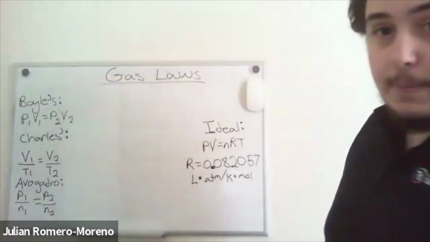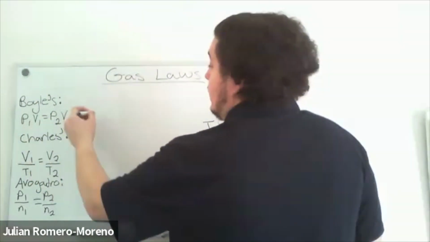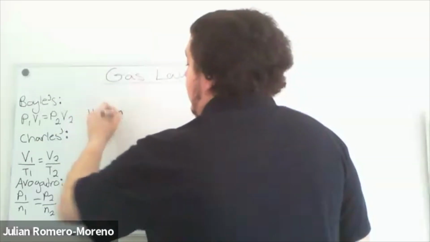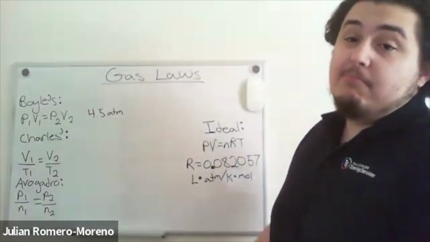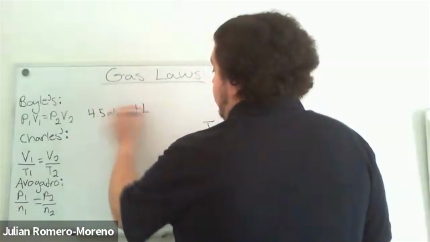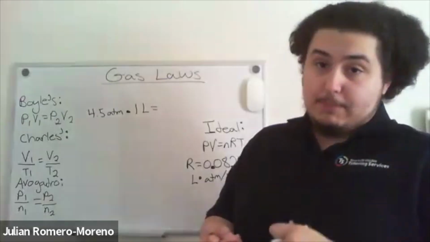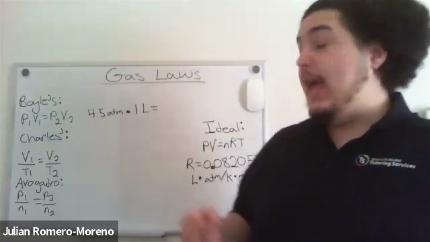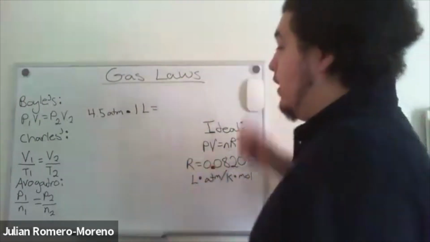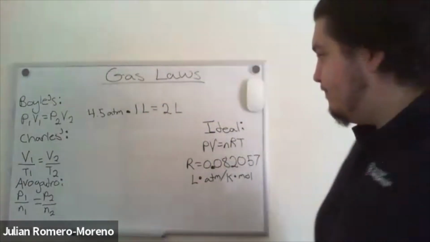other. So for an example problem, let's say we had a situation where your gas is exerting 4.5 atmospheres of pressure on a container, and that volume is 1 liter. However, you then, holding the temperature and number of atoms of gas constant, were to increase the volume to 2 liters. What's going to happen to the pressure?